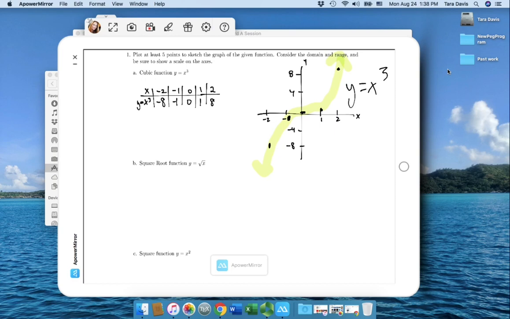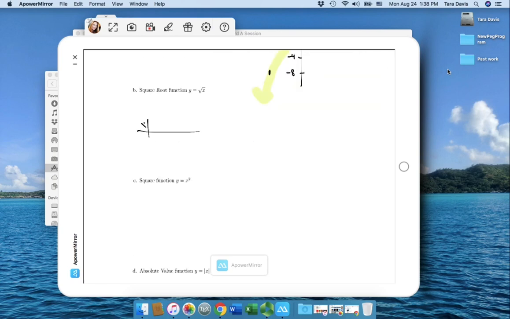The next function that we're going to look at is the square root of x. I know that I can't take negative numbers in the square root, so I'm not going to have negatives. I'll start with 0 and 1. And then I'd like to have 2, but the square root of 2, I don't really know what that is, so I'm going to choose 4 instead, 9, and 16, just making things easier for me to compute. So the square root of 0 is 0, the square root of 1 is 1, the square root of 4 is 2, the square root of 9 is 3, and the square root of 16 is 4.